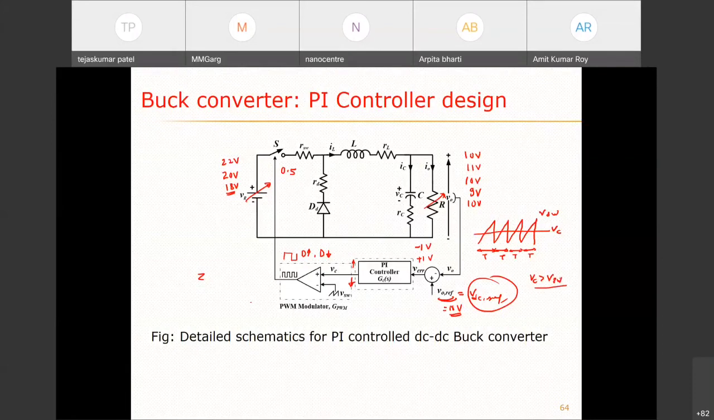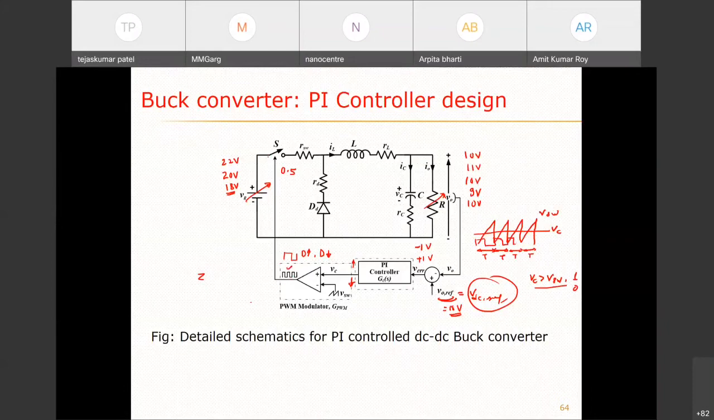Now this is the control signal. This signal will keep on varying, right? Depending upon the changes in load or input voltage, or depending upon the disturbances.